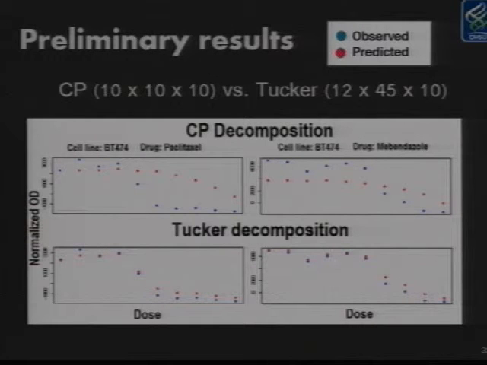But if I do a Tucker decomposition instead, which in this case reduced the cell line and the drug dimension by half, compressing my total information by a factor of 4, and then build it back together again, I can reproduce pretty well the actual shape of the response curve.